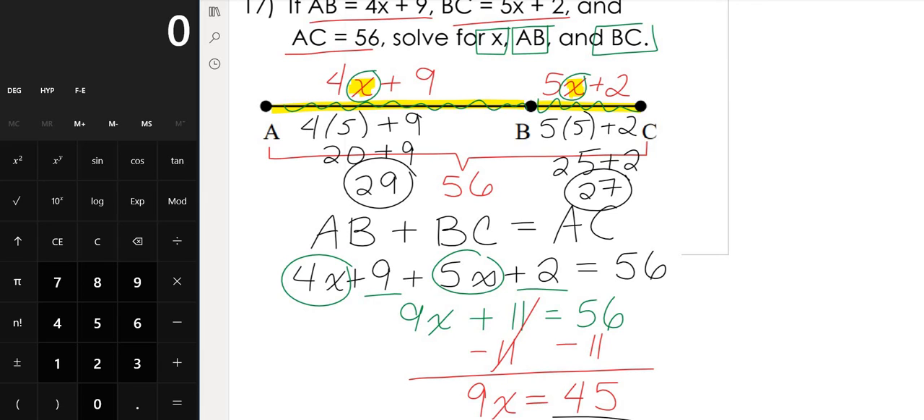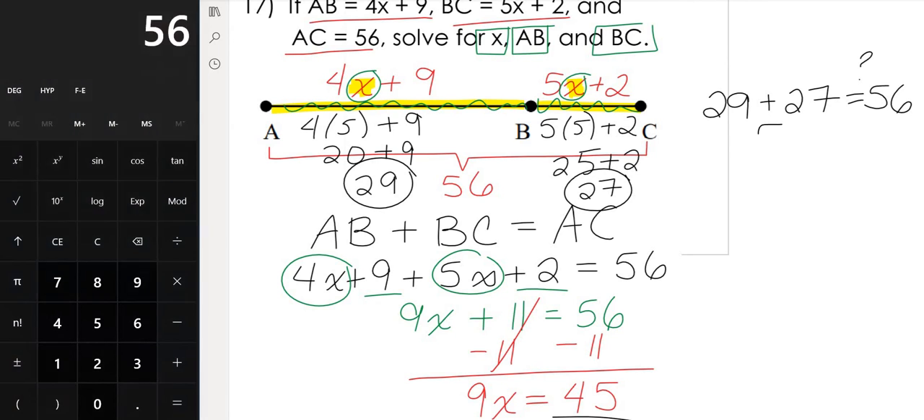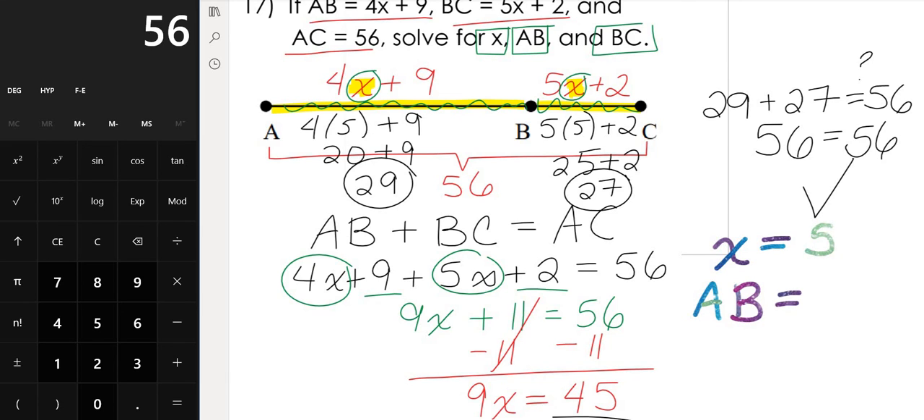That's the length of BC. Now here's a check. Does 29 plus 27, which is the left and the right side, does that equal 56, which is the whole thing? That's my question. That'll make me know if I did my algebra correctly. 29 plus 27 equals 56. Yep. Makes sense. So I did my algebra correctly. So to state my answers, x equals 5, AB equals 29, and then BC equals 27.